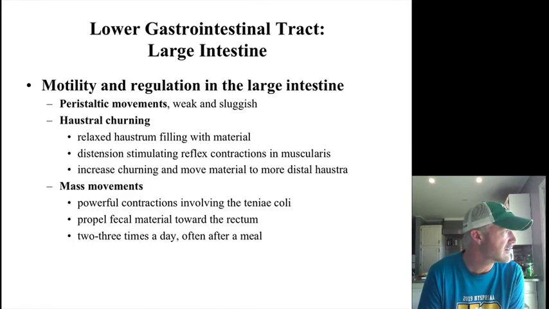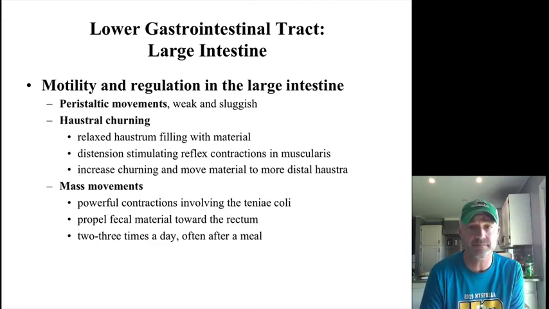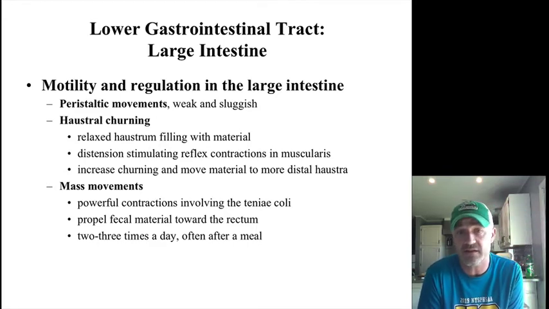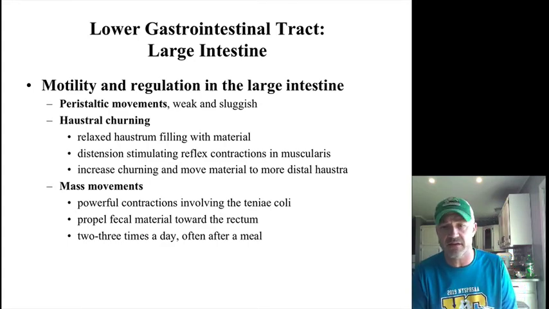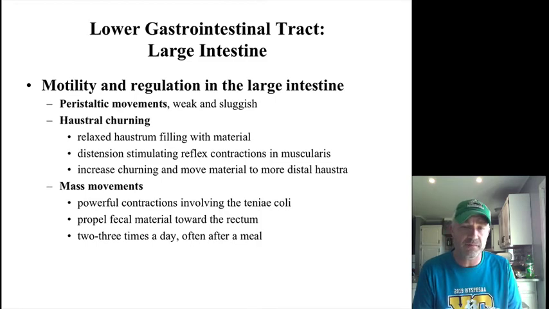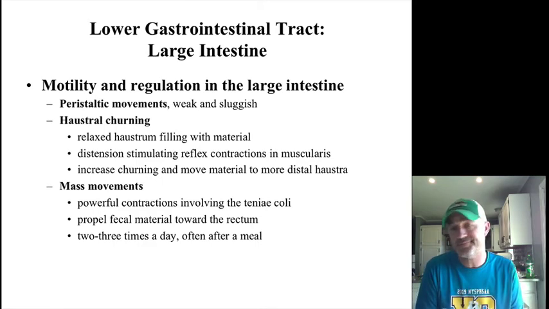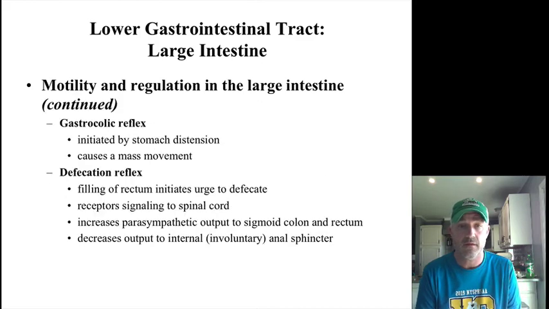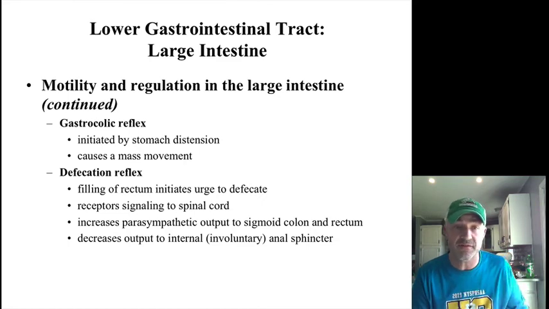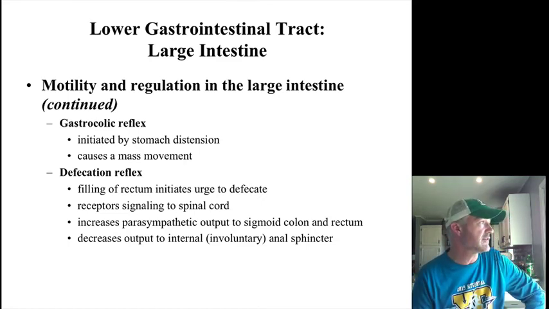The movements here are not nearly as strong as the small intestine. You will get some churning within the haustra, this little kind of contraction, relaxation, moving stuff down there. Most of the movements are what we call mass movements. These contractions involve that tenia coli that basically after you eat a meal, a lot of times is going to move materials down to the rectum in order to have a bowel movement at some point. And again, a lot of times eating something will help move this stuff down.